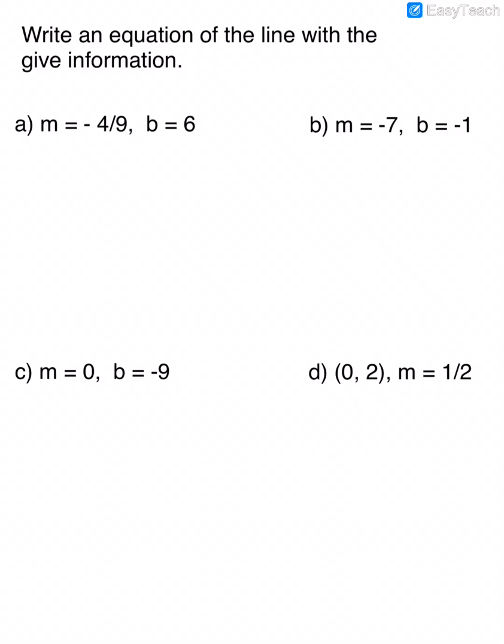Write an equation of a line with the given information. Well, they've given us the information in A that m is negative 4 over 9 and b is 6. So remember, m stands for slope, b stands for y-intercept. So since they've given us the slope and the intercept, we're going to use slope-intercept form of a line. And remember, slope-intercept form is y equals mx plus b.